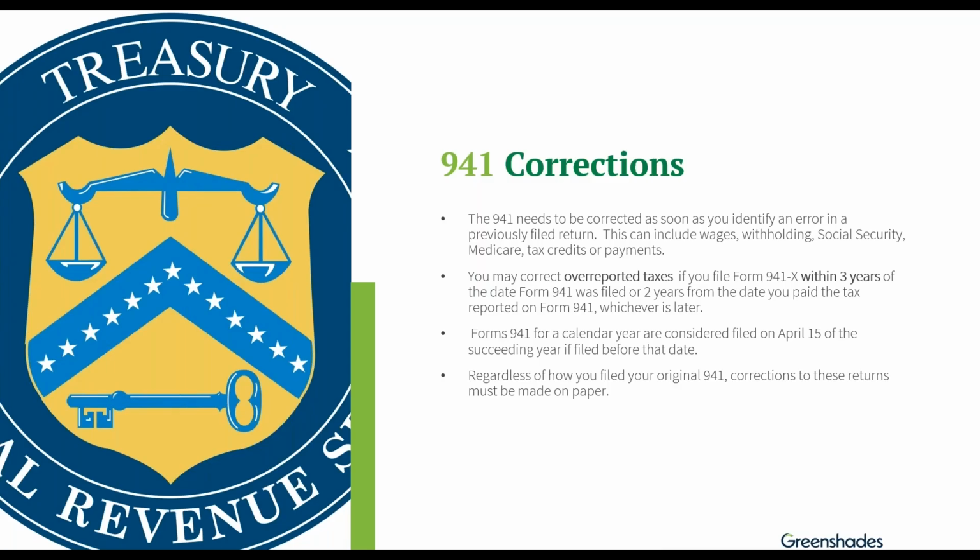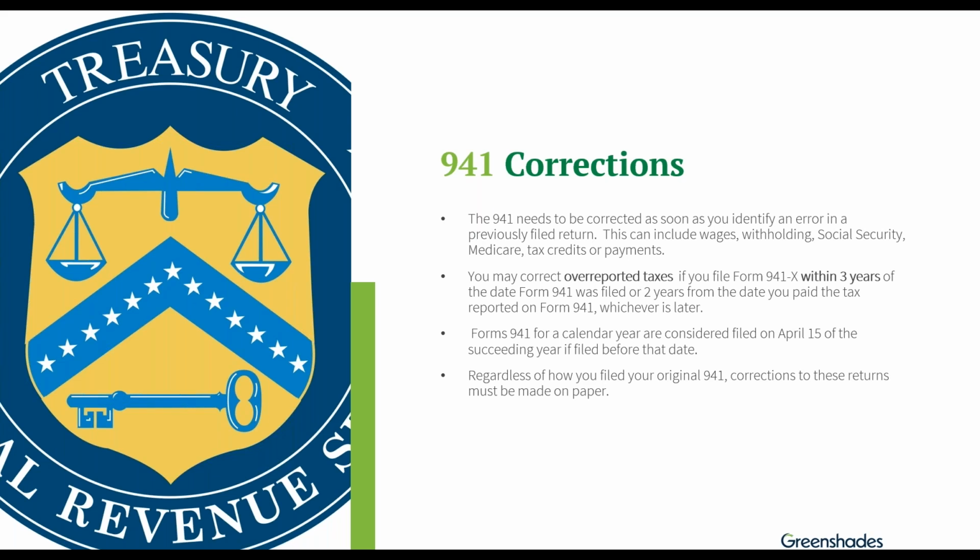So 941s need to be corrected when you identify an error in a 941 return that was already filed. This includes data about wages, withholding, Social Security, Medicare, tax credits, or payments. If you over-reported your taxes, you can correct that within 3 years of the date from which the 941 was filed, or 2 years from the date you paid the taxes, whichever is later. 941s for a calendar year are considered filed on April 15th of the succeeding year if you filed them on time. And regardless of how you filed your original 941, corrections do still need to be done on paper.